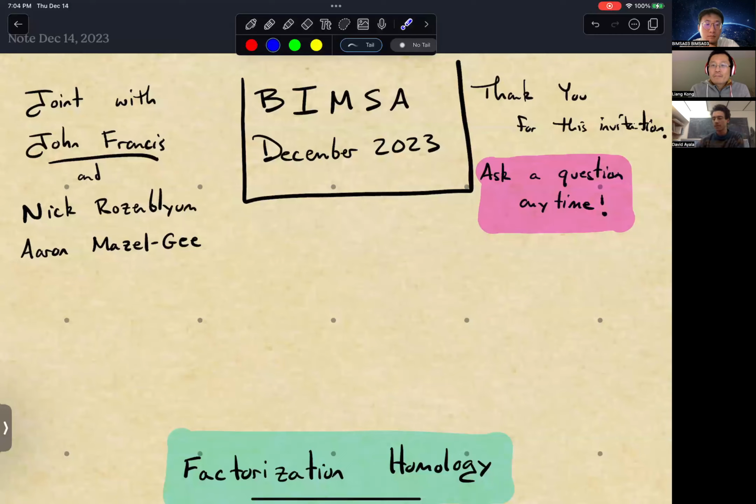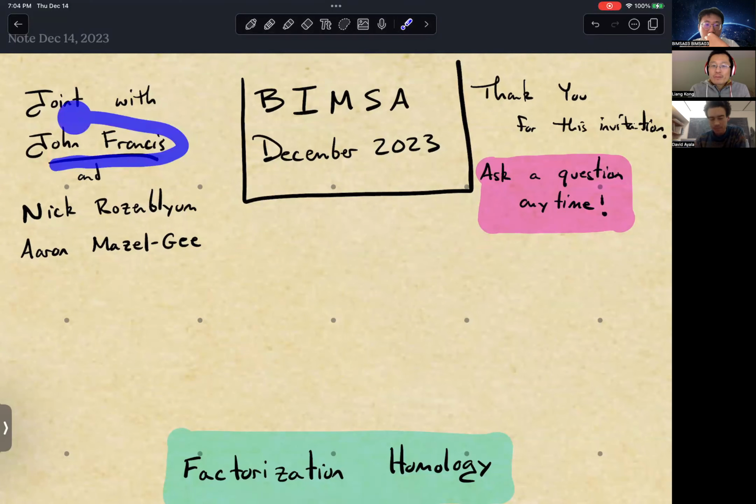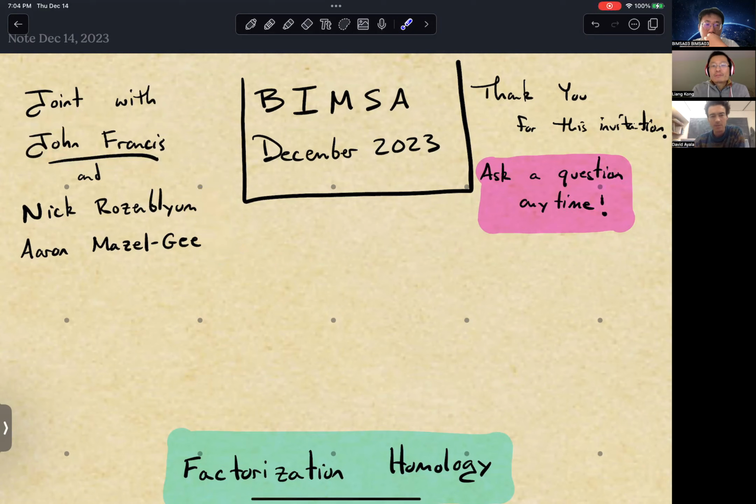So most of this work is joint with John Francis, my ongoing collaborator, and other aspects are also joint with two other collaborators, Nick Rosenblum, who's an expert in derived algebraic geometry and deformation theory, and Aaron Mazelji, who in a sense was an early student of mine.